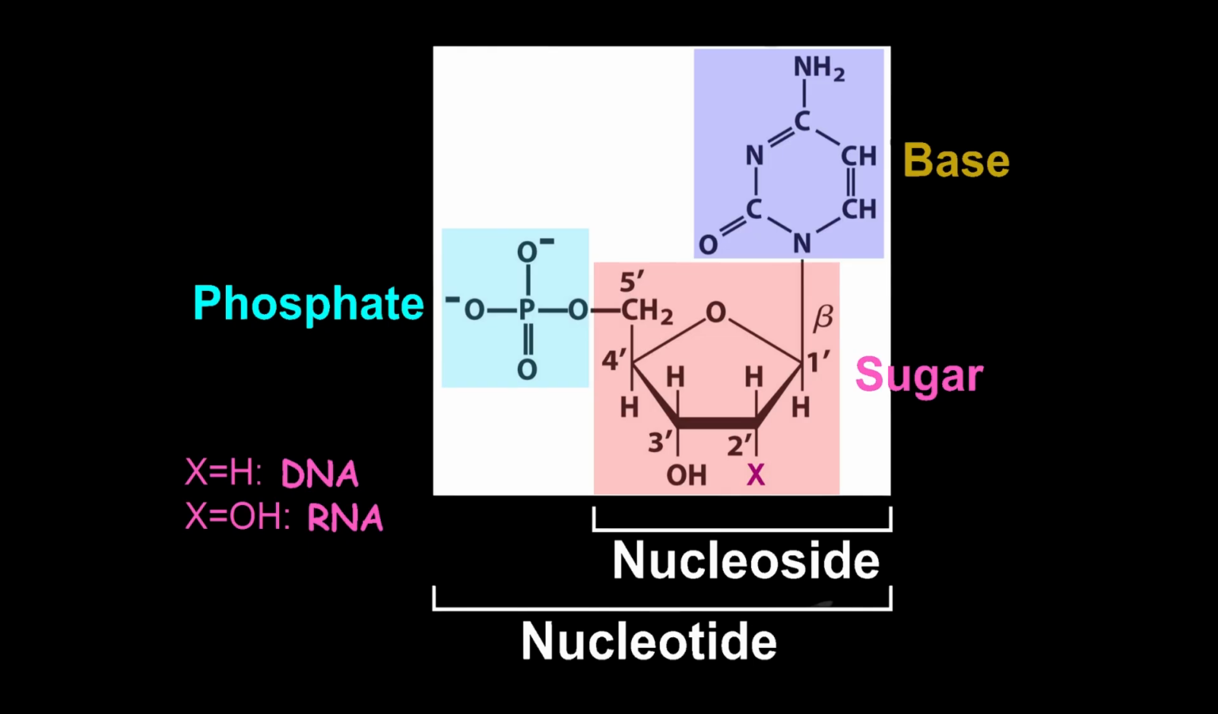The key difference between DNA and RNA is in this sugar. If X is a hydrogen atom, it's DNA. If X is a hydroxyl group, or OH, it's RNA.